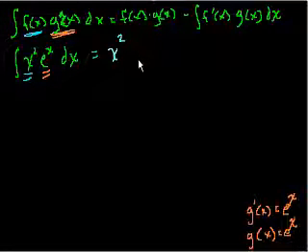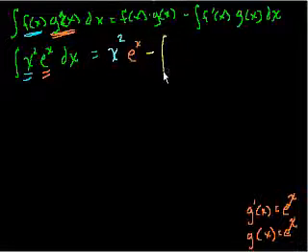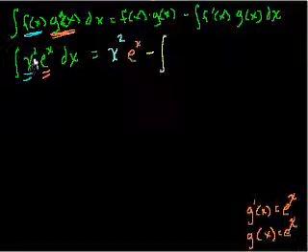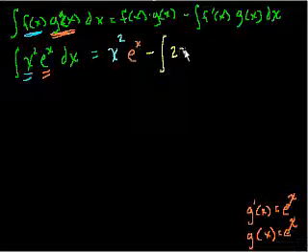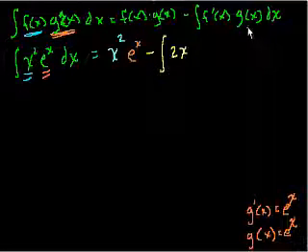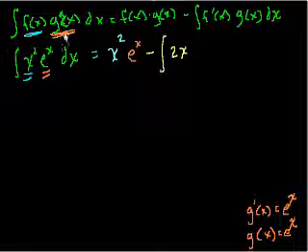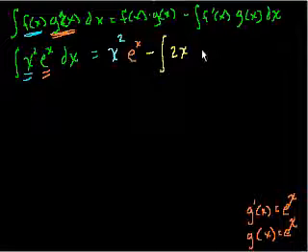I've taken the antiderivative. It just happens to be the same function, e to the x. And then from that, we subtract the integral. We take the derivative of x squared, so you get 2x, right? And then times the antiderivative of g prime of x. Well, g prime of x is e to the x. You take the antiderivative. Well, it's still e to the x, right?